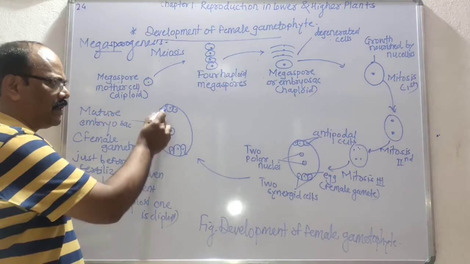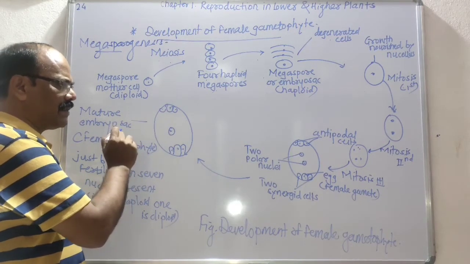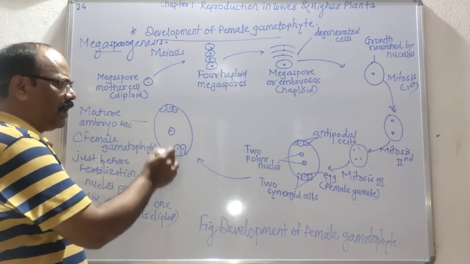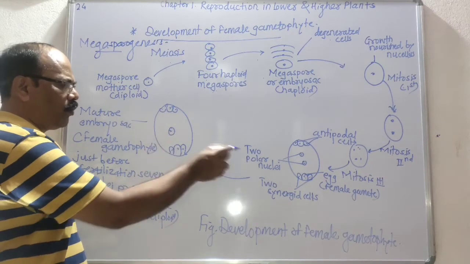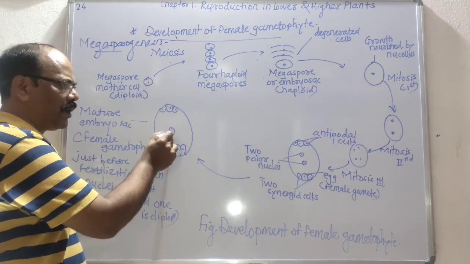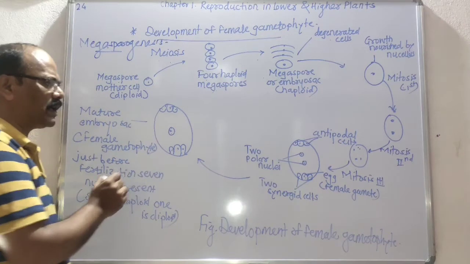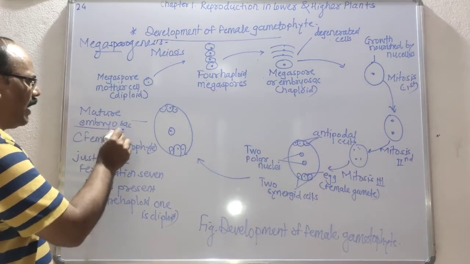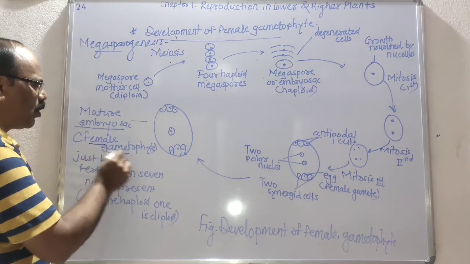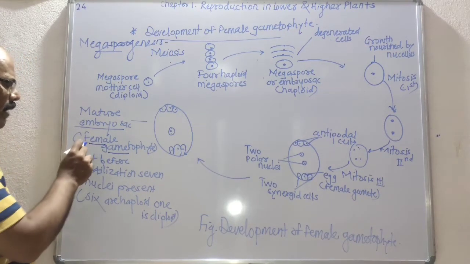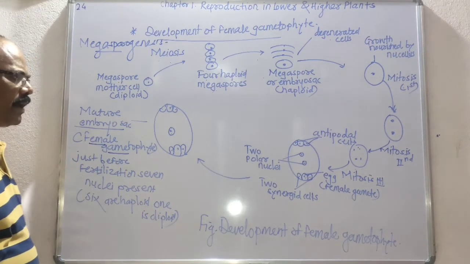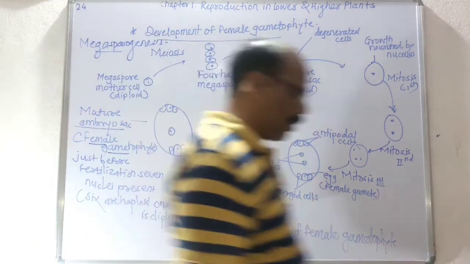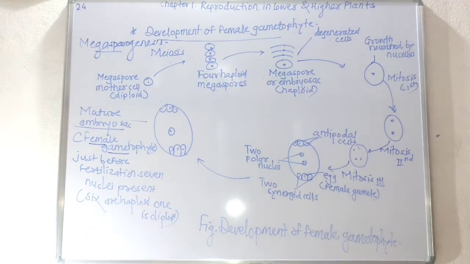Thus a 7 celled and 8 nucleated structure is formed. These are the 3 cells, and this one makes the 7 celled structure. Here there are 6 cells, but the 2 polar nuclei are fused, which means there are 8 nuclei. This 7 celled and 8 nucleated structure is called the embryo sac or female gametophyte.